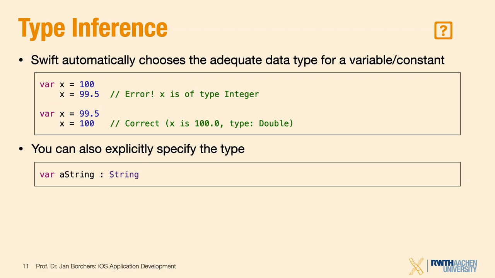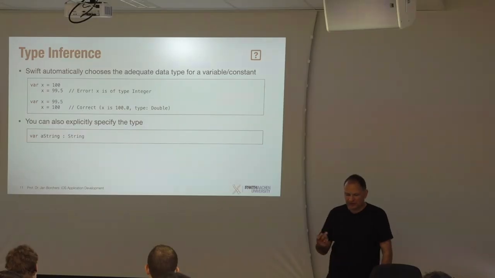You can specify the type explicitly if you want to. And there are three cases in which that might be necessary. One is kind of obvious, when there really isn't a useful initial value to assign to something, right? Maybe you don't want to assign a value to start with because your code somehow relies on that, then you can put the type behind the variable name.